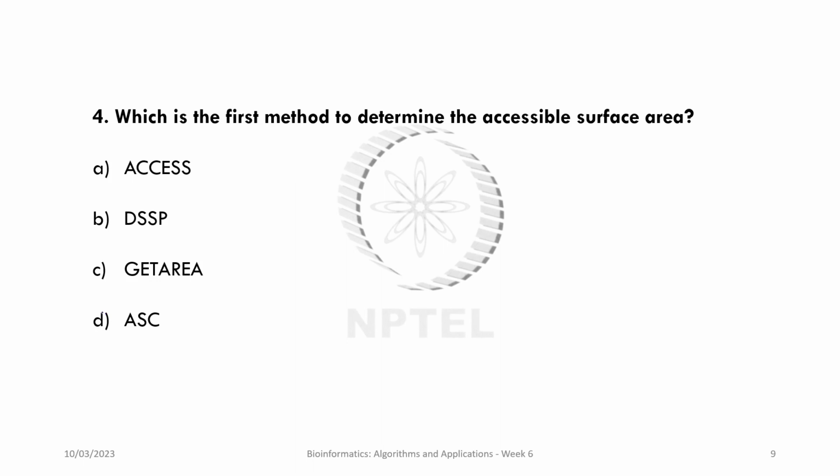Question 4. Which is the first method to determine the accessible surface area? Is it ACCESS, DSSP, GETAREA, or ASC?